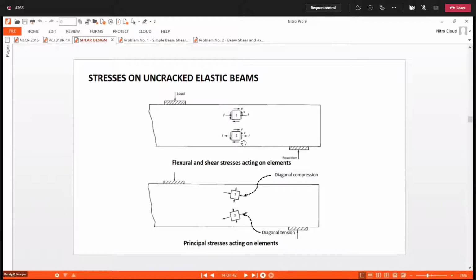So you can see the normal stress toward the element because it is under compression, while at the bottom side, or the tension side, the normal stress is acting away from the element, because it is tension.